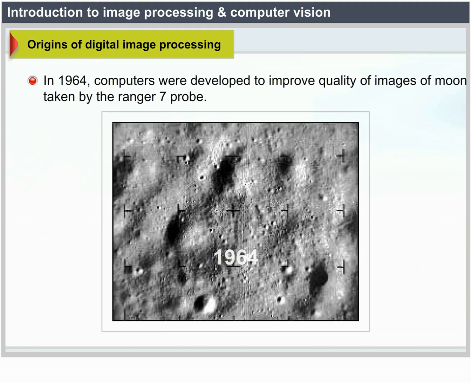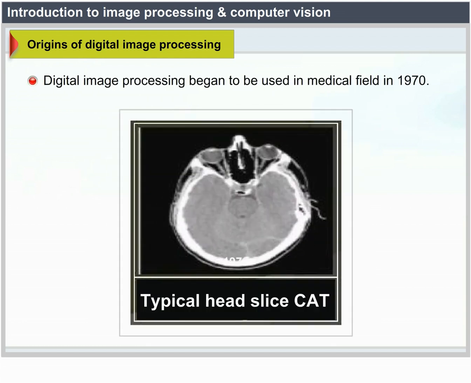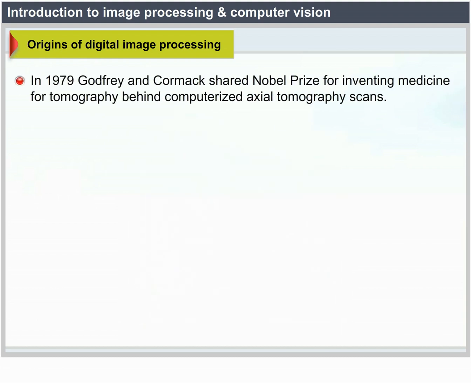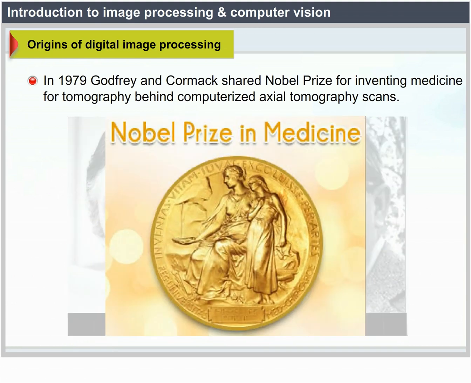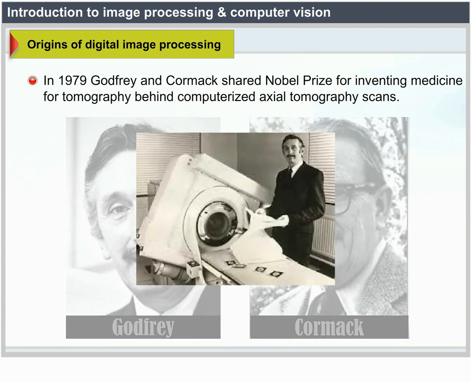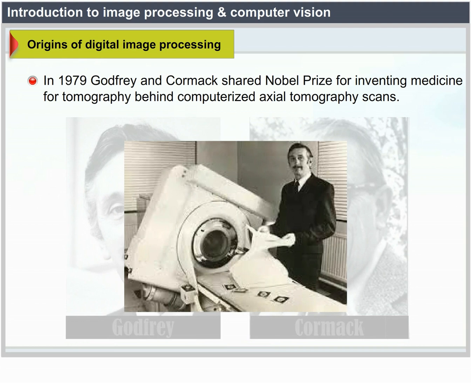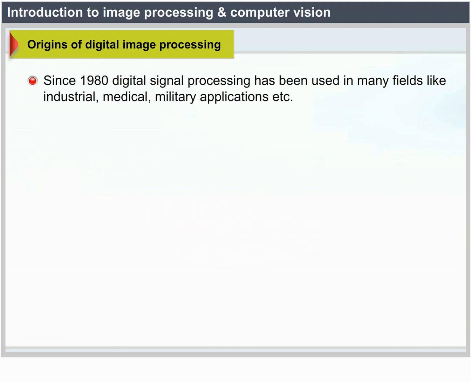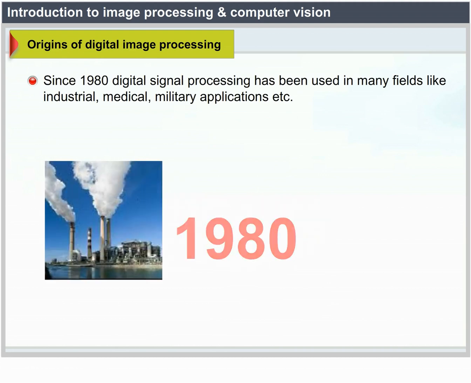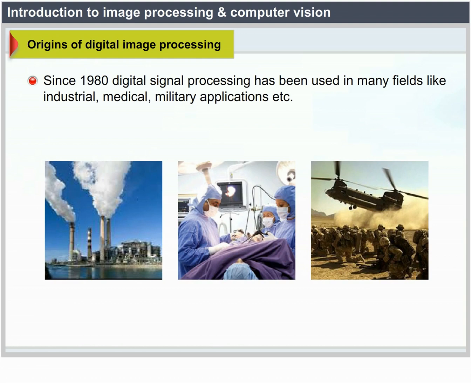In 1964, computers were developed to improve the quality of images of the Moon taken by the Ranger 7 probe. In 1970, digital image processing began to be used in the medical field. In 1979, Godfrey and Cormack shared the Nobel Prize for inventing the tomography behind computerized axial tomography scans. Since 1980, digital signal processing is used in many fields like industrial, medical, military applications, etc.